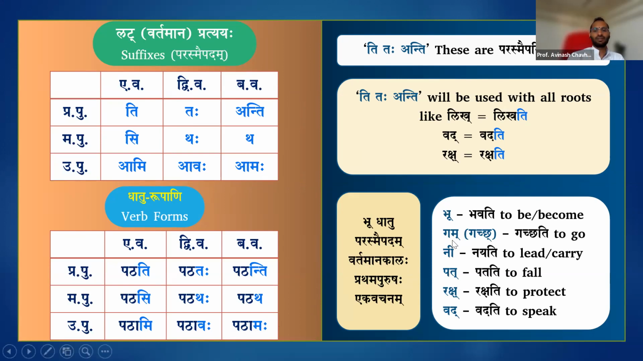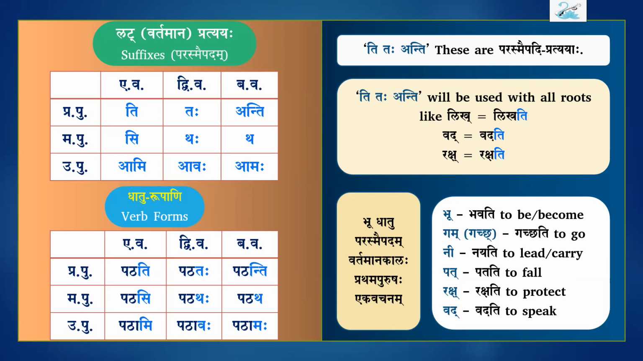Okay, next is gama, the main root. Because of some rules, it changes into gacha. There is a particular sutra, and with that sutra it changes into gacha. So it became gachati. Decline this dhatu. Gachati, gachatah, gachanti, gachasi, gachatah, gachatha, gachami, gachavah, gachamah.